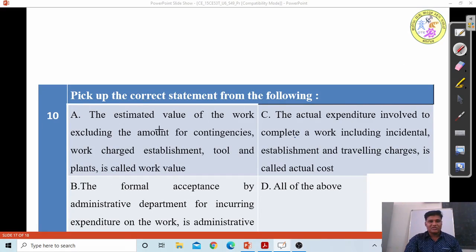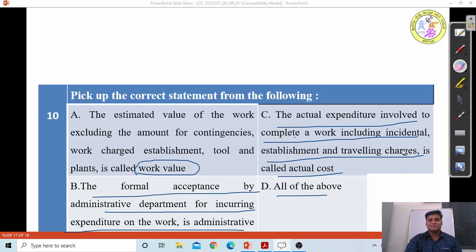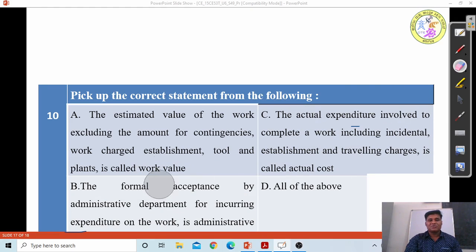Pick up the correct statement from the following. The estimated value of the work, excluding the amount for contingencies and work charge establishment, is called the work value. If you are not considering the contingencies and work charge establishment, this will be the work value. Actual expenditure involved to complete a work, including incidental establishment and traveling charges, is actual cost. Option C, formal acceptance by the administrative department for incurring expenditure on the work is administrative approval. Or D, all of the above. So the right answer is D, all of the above. All these statements are correct.